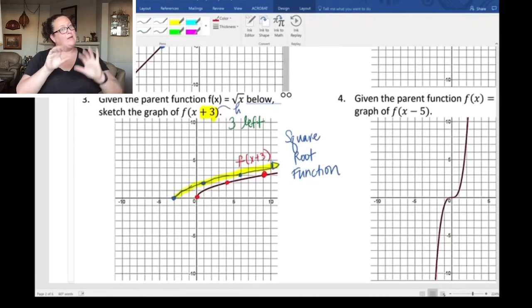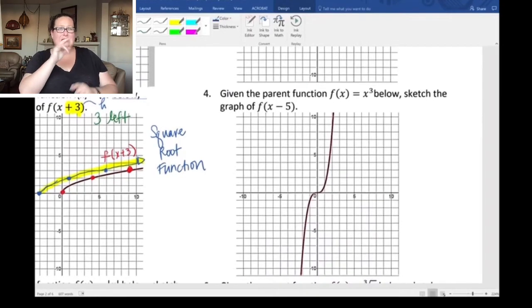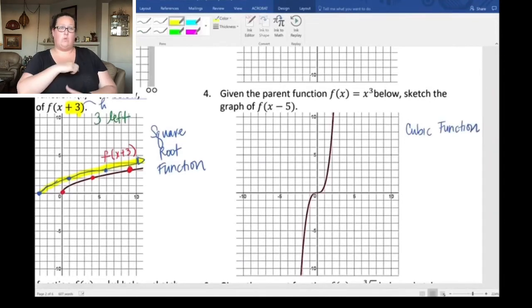Great job! So now let's look at problem number 4. Given the parent function f of x equals x to the third below, sketch the graph of f of x minus 5. This looks like a snake, so I know it's a cubic function. We want to graph f of x minus 5. The minus 5 is inside of the parentheses. That's our h value. So instead of going 5 to the left, we are going to graph 5 to the right.